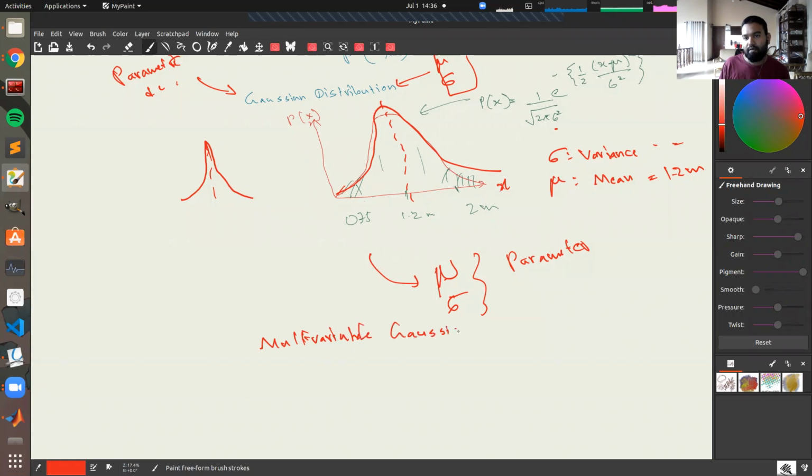What we have is mu will be a vector. The mean will be a vector. And this variance will be a matrix, called, actually we use the capital sigma for this. It's called a covariance matrix.